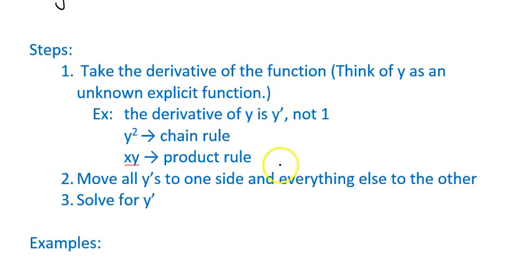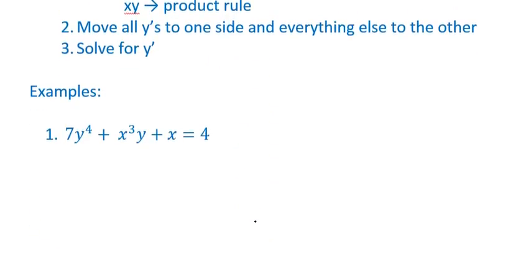After we do that derivative, we are going to move all the y primes. This is not y's, this is y primes. I just didn't know exactly how to write that any better. To one side, and you're going to move everything else to the other side of the equals, and then you're going to solve for y prime. This is often going to involve using a GCF and things like that. So let's move on to examples.